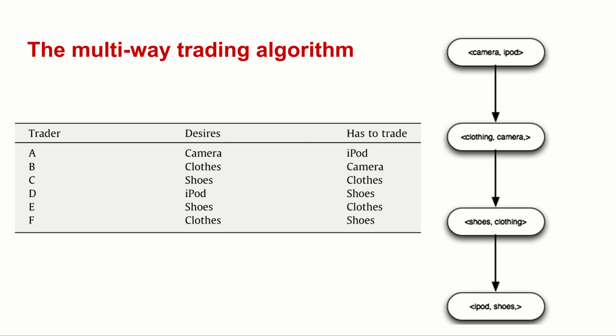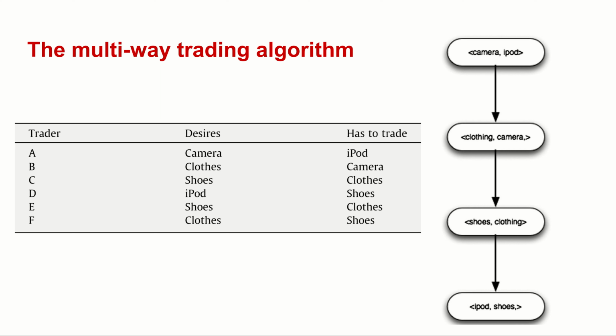We will set the root as trader A, who desires a camera and is offering an iPod. So now we search all the possible trades, which in this case are just the traders, because each one only desires and offers one thing, so each one's essentially a tuple in the trading pool. So we're searching for a trade which offers what A desires. In this case, it's B, who is offering a camera.